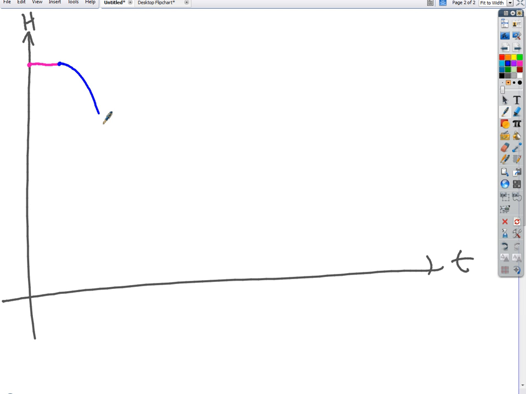Okay, but does he do that forever? Does he accelerate forever all the way to the ground? Well, no, he doesn't. In fact, he only accelerates for a pretty short period of time. And then what happens? He reaches what's called terminal velocity or terminal speed.